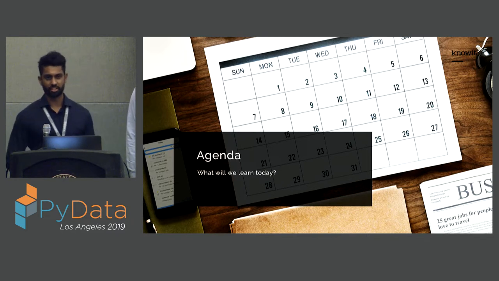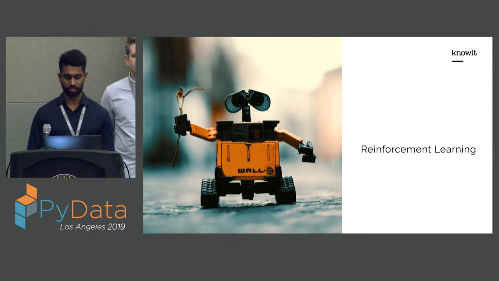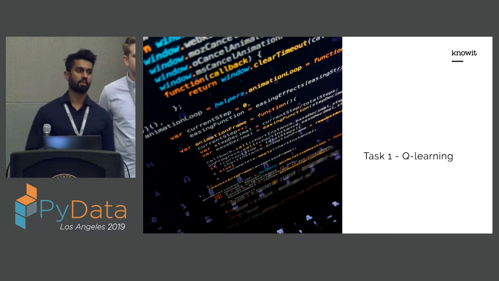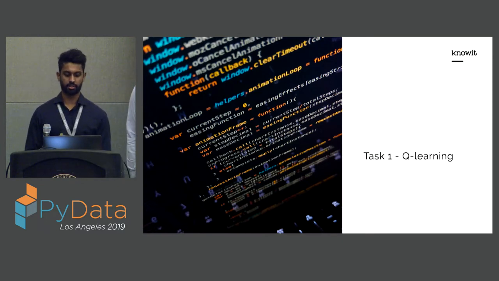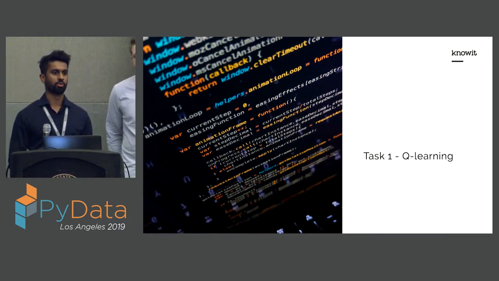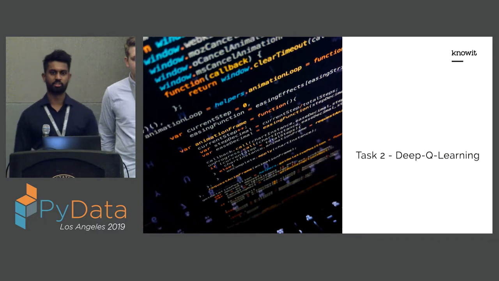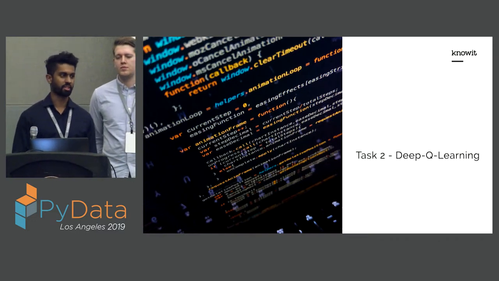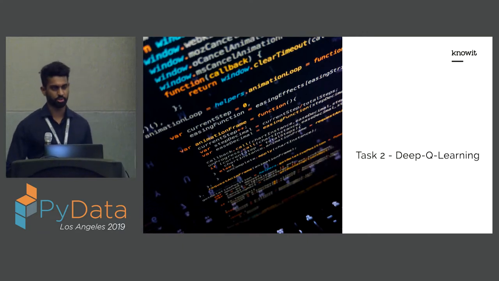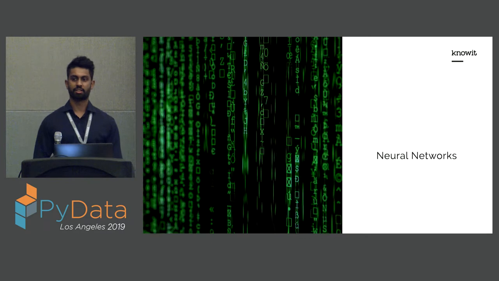So let's take a look at the agenda of the day. We will start out with a brief introduction to reinforcement learning, explaining terminology and concepts with a few examples. And then we'll start building the first reinforcement learning model based on something called Q-learning, which we will also explain. The second model we will build will be based on deep Q-learning, which means Q-learning with neural networks. I don't know how many of you have worked with neural networks before, so we're going to at least do a small refresher going through the basics so that you understand what we're working on.